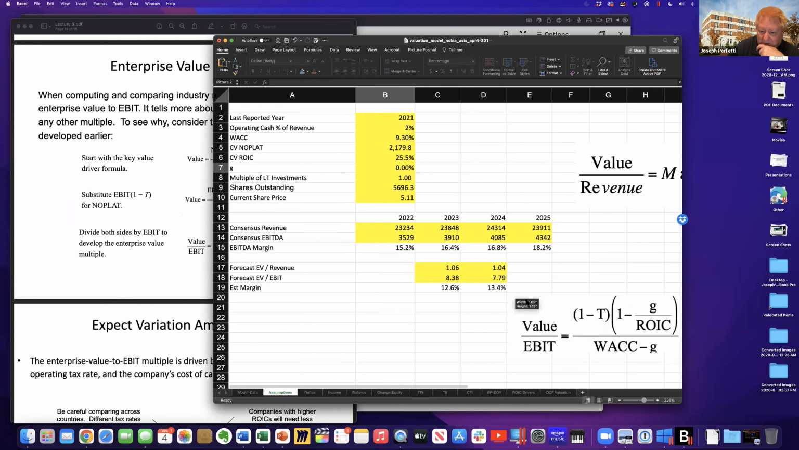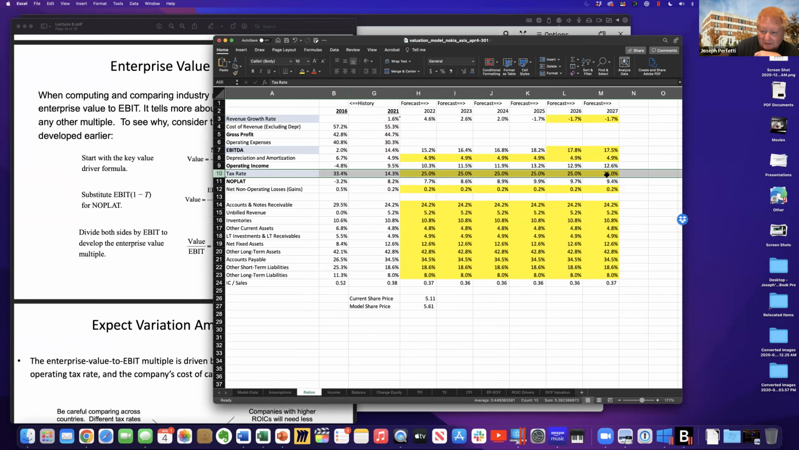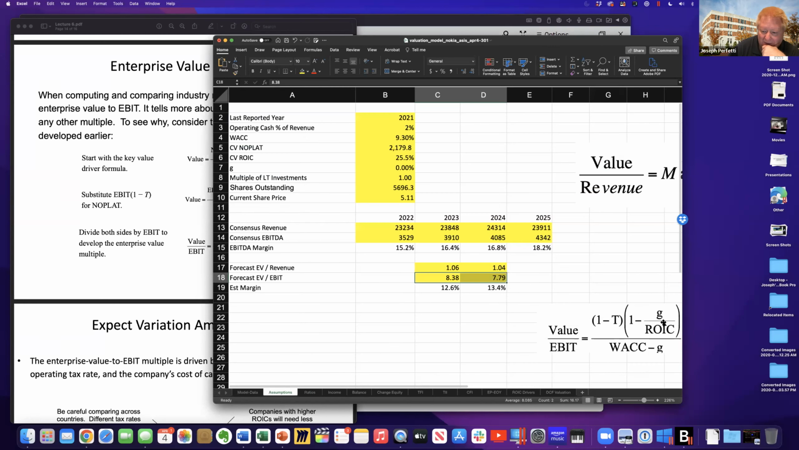All right. So here's the point. EV to EBIT is (1 minus the tax rate) times (1 minus G over ROIC) divided by (WACC minus G). So here's the point. I have a pretty good idea what the EV to EBIT is. It's right there. I have a pretty good idea what the tax rate's going to be. It is right there in perpetuity. I'm pretty confident about that tax rate. I have a pretty good idea what the WACC is. It's right there. Not going to change. And I have a pretty good idea what my perpetuity ROIC is going to be.